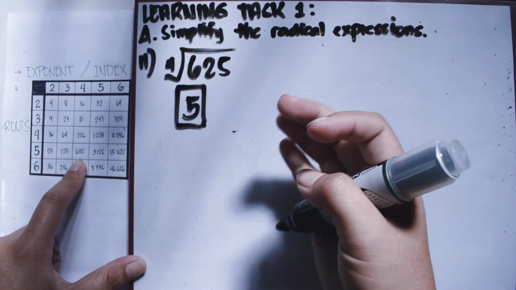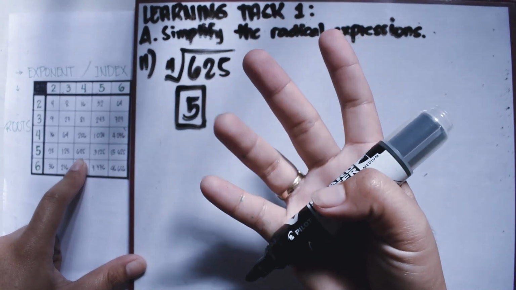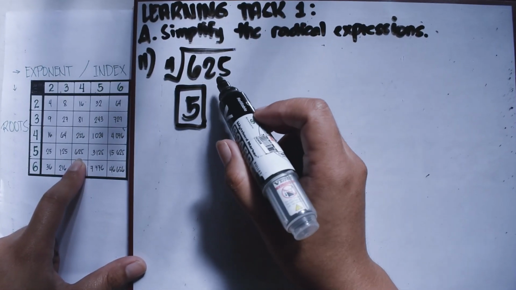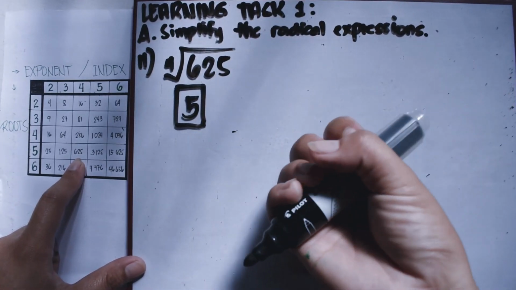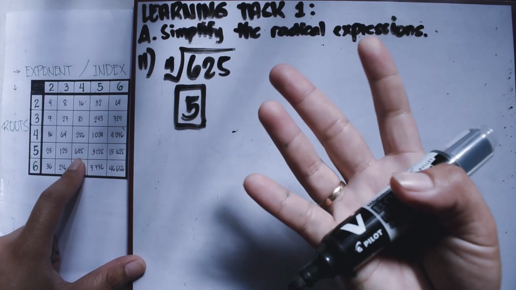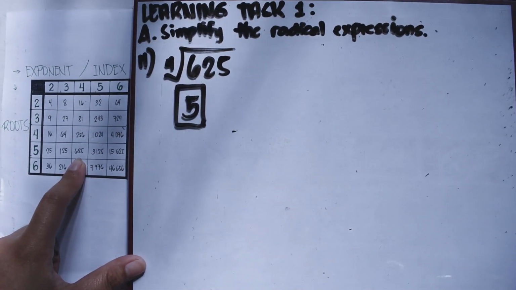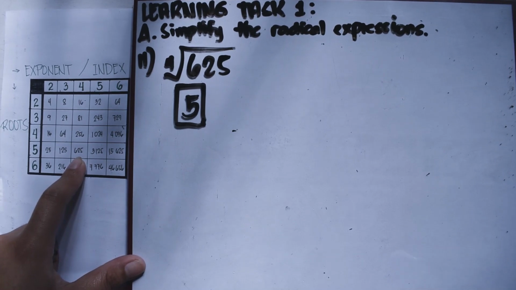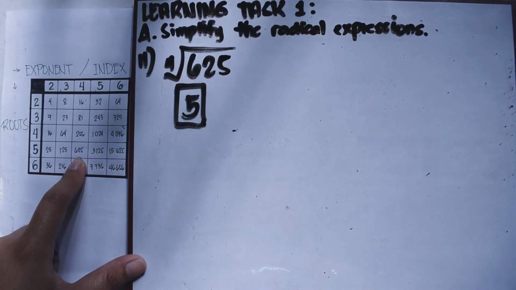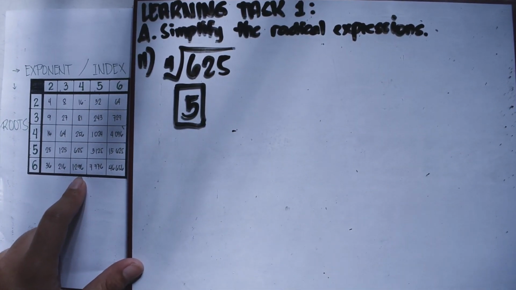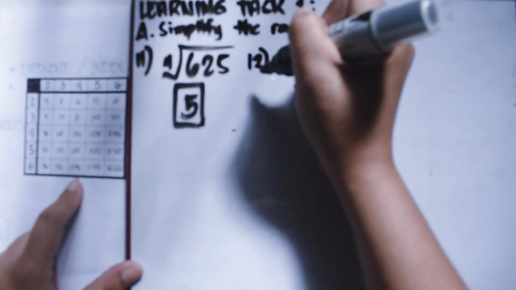Ibig sabihin again ng 4th root, yung number na pag tinimes natin 4 na beses sa kanyang sarili, the answer will be 625. So ibig sabihin, 5 times 5 times 5 times 5 ay 625. You can check it using your calculator. So we're done agad with number 11 kasi nga perfect 4th root po siya. Now, let's now proceed with number 12.